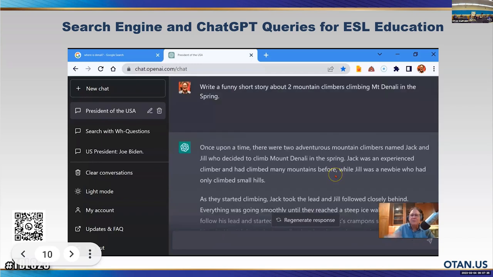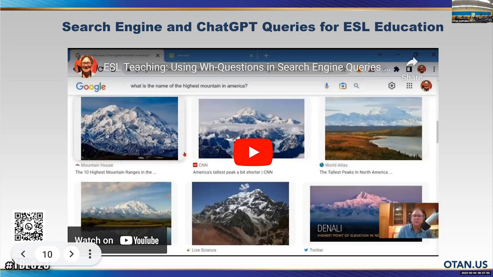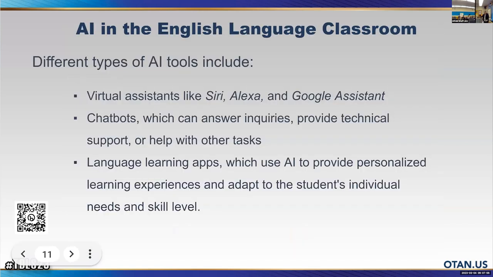And once upon a time, there were two adventurous mountain climbers named Jack and Jill. If you want to know the story, I'm going to have this in the link of my presentation. So if you want to know the rest of the story, you've got to click on the link. It's a trick. That's a trick.